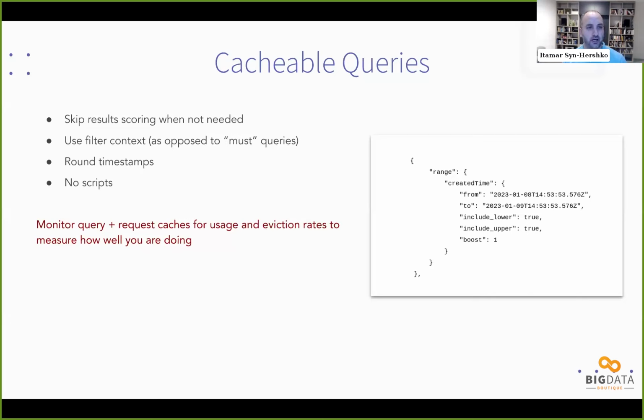So we mentioned rounding up timestamps, and just mentioning that explicitly, if you don't need scoring, don't run those queries under a must clause and just run them in the filter clause. A lot of queries will get cached and just let OpenSearch do its thing.